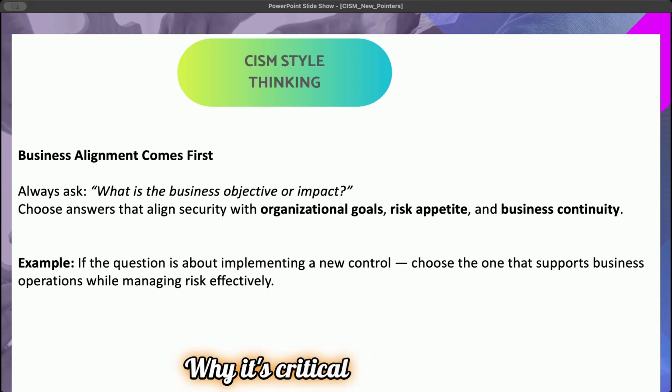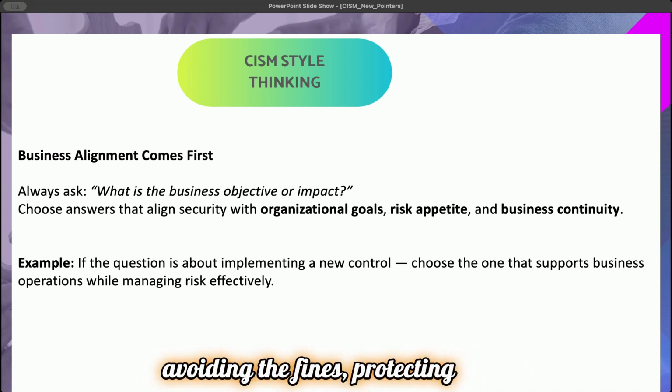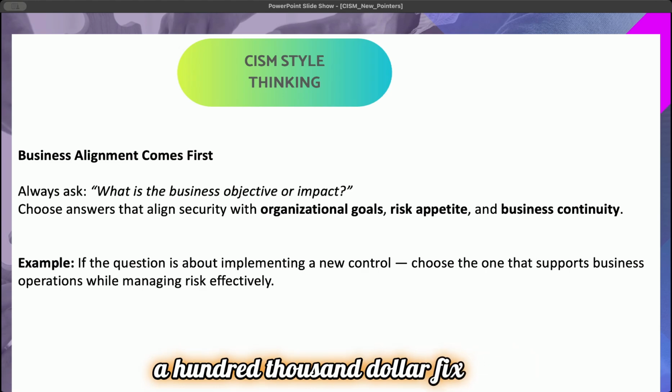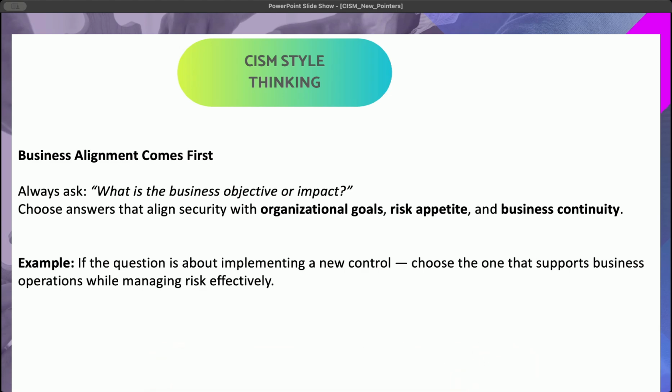Why is it critical? Because security exists to support the business, not to block it. Every control or decision must be justified by a business value, such as reducing downtime, avoiding fines, protecting the data, or maintaining customer support. It also helps to prioritize. Not every risk deserves a $100,000 fix if the impact is minimal.